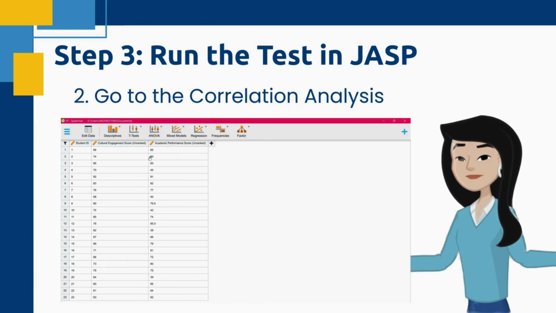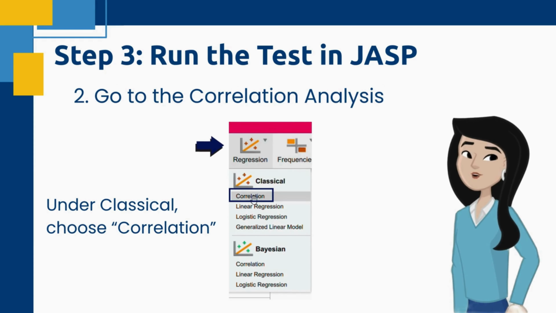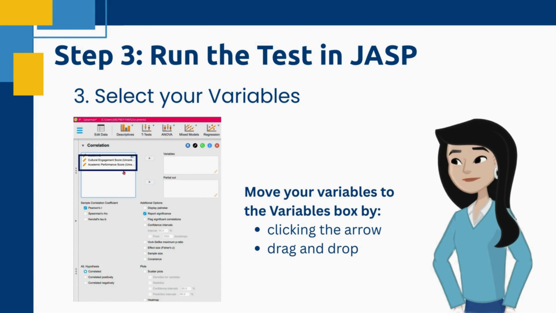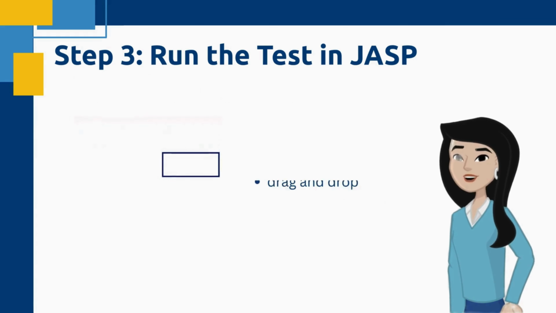2. Go to the correlation analysis. From the top menu, click on Regression, then choose Correlation. 3. Select your variables. In the analysis panel that appears, you will see a list of your variables on the left side. Move them to the variables box by clicking the arrow or dragging them over.